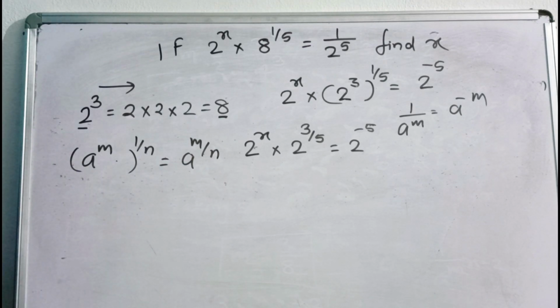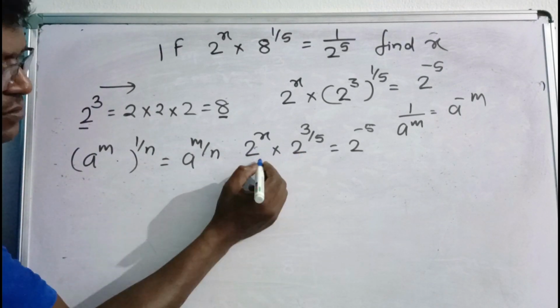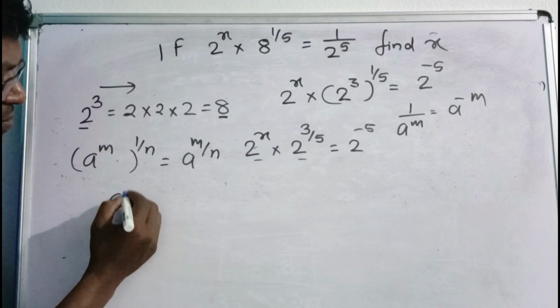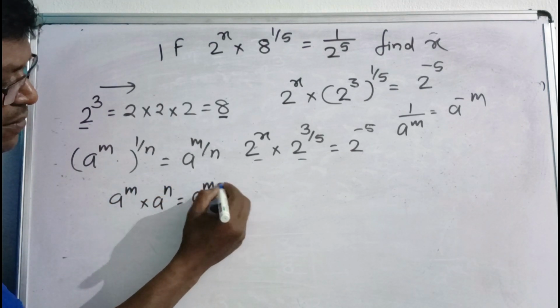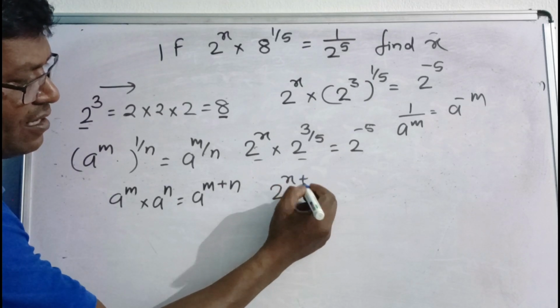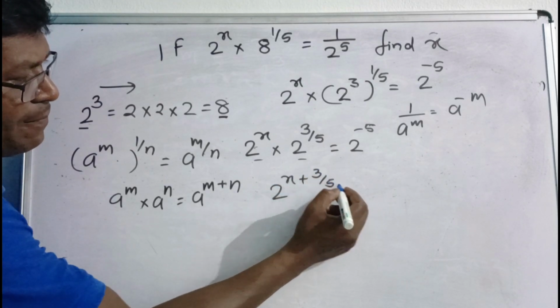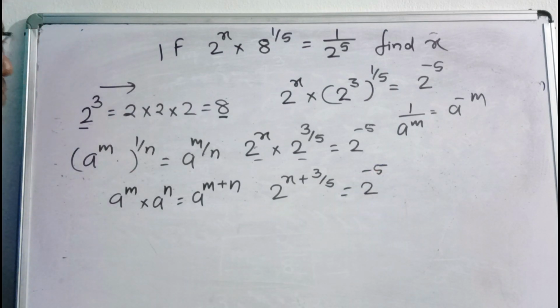जस्ट हमें प्रॉपर्टी अच्छी तरीके से करना है, हर प्रॉब्लम में सिर्फ प्रॉपर्टी ही यूज करना है, दूसरा कुछ कैलकुलेशन नहीं है. Now here again we are using the property a raised to the power m into a raised to the power n is nothing but a raised to the power m plus n. 2 raised to the power x plus 3 by 5 is equal to 2 raised to the power minus 5.